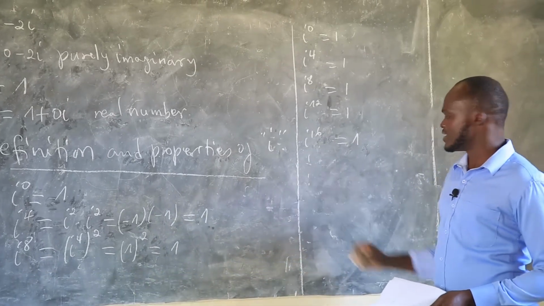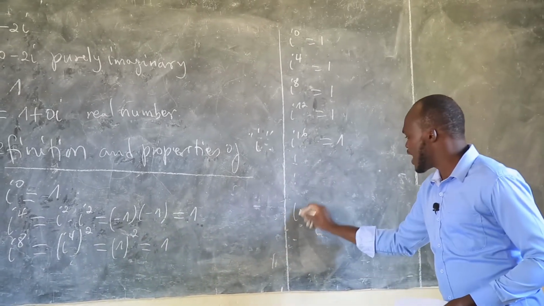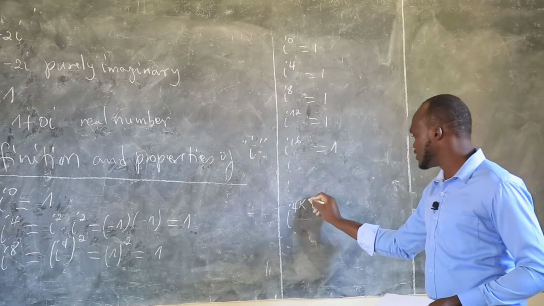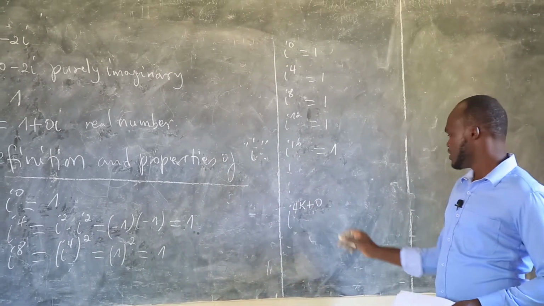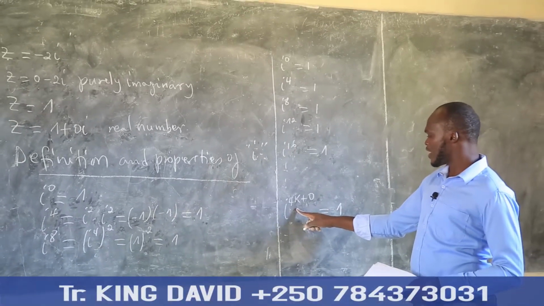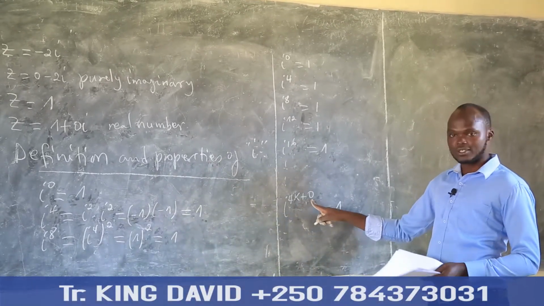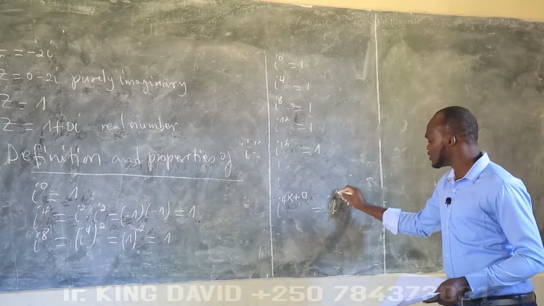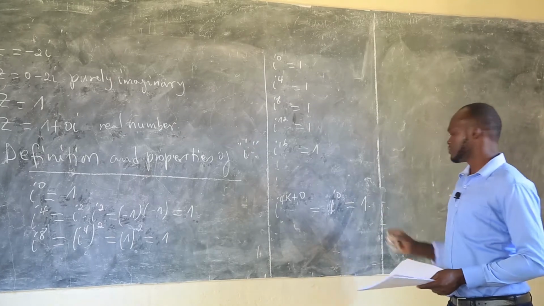So finally, what is this? The formula is i power 4k plus 0, which is equal to 1. So when you have i power 4k plus 0, this is the same as i power 0, which is 1.